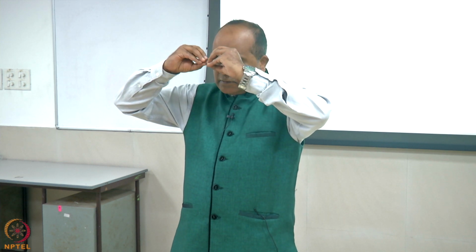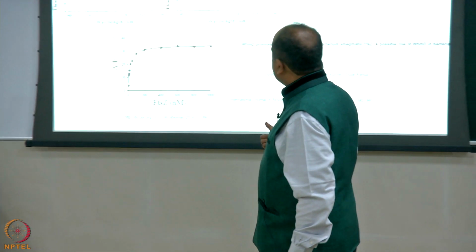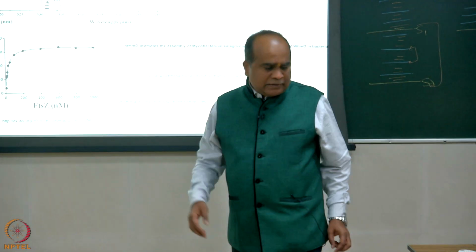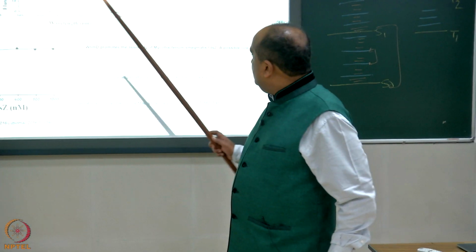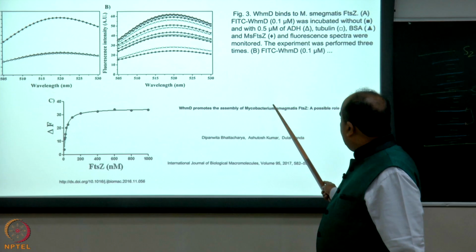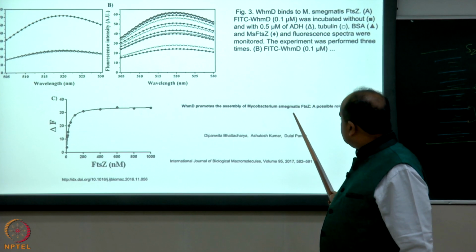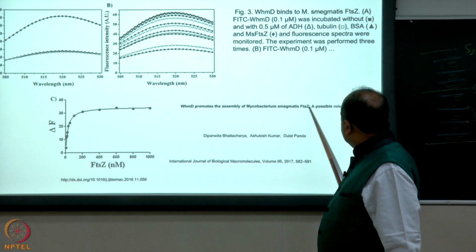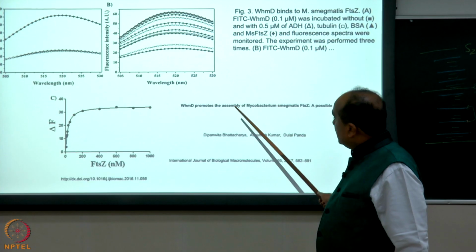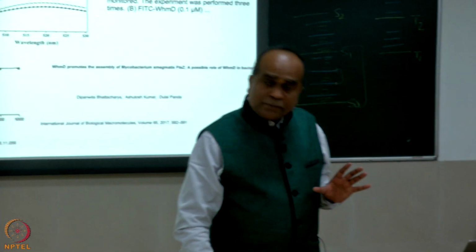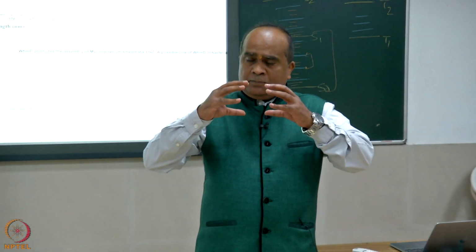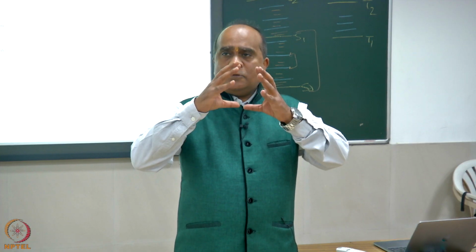If you perturb the dynamics of this protein, you can get a drug binding. So, FtsZ can be done. There is another protein that helps FtsZ, which is called VimD, in Mycobacterium smegmatis. So, there is a possible role of VimD in bacteria: another associated protein that helps Mycobacterium FtsZ, and you can perturb those.